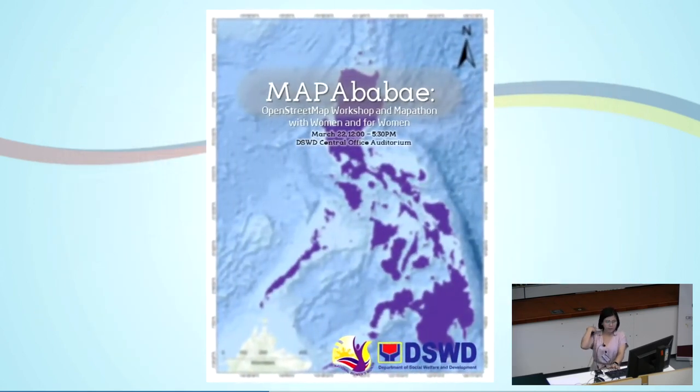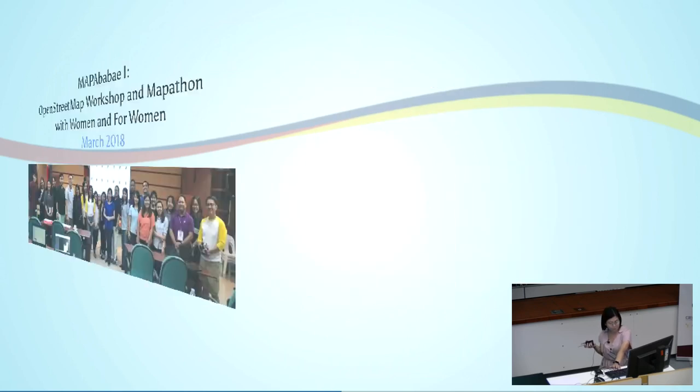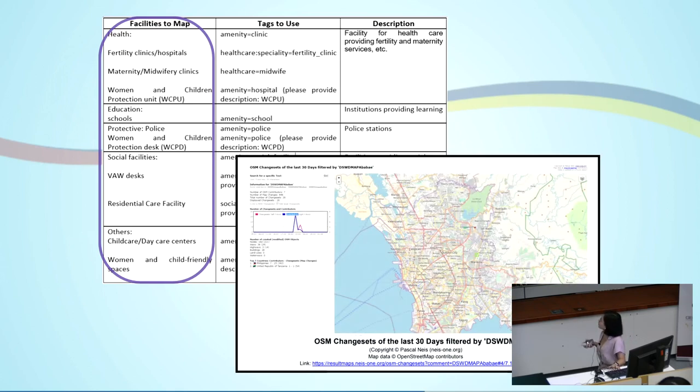We did this through the MAPAbabae workshop. It started in 2018 as part of International Women's Day. We first taught OpenStreetMap, and we did a mapathon with women and for women. Men are also invited. From the participants' inputs, we recognized that these are the facilities that are important for women to be mapped. For health: fertility clinics, hospitals; for protection: VAWC desks, violence against women and children desks, women and children protection desks, and the others listed here. And this is the output of that first mapathon.